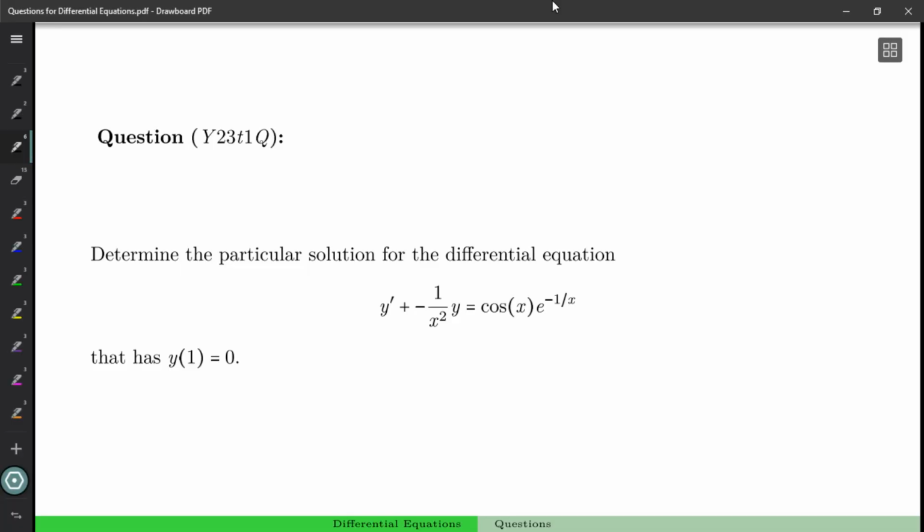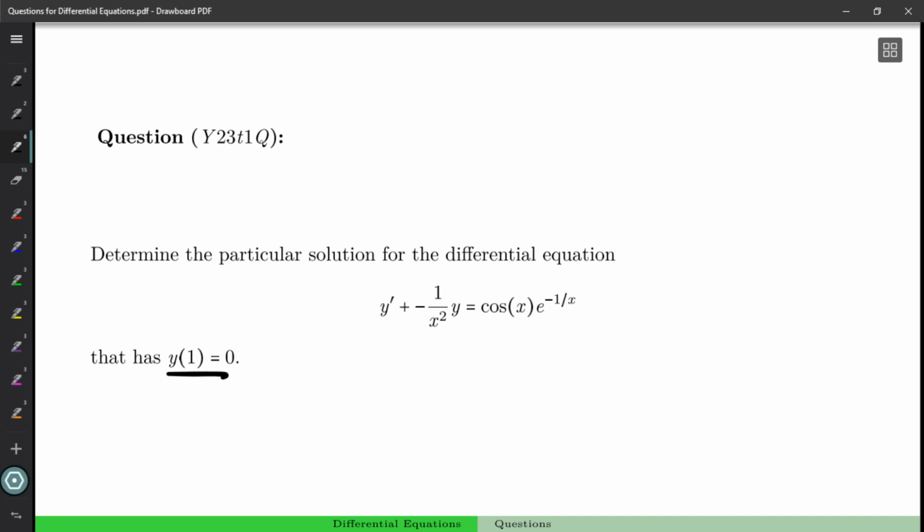Determine the particular solution for the differential equation y prime plus negative 1 over x squared y equals cosine x times e to the minus 1 over x. Okay, we want the particular solution that has y at 1 equal to 0. So that's our initial value, that's our given value.